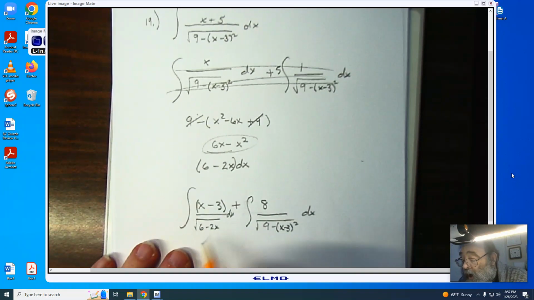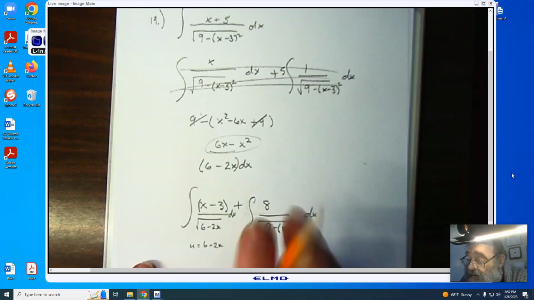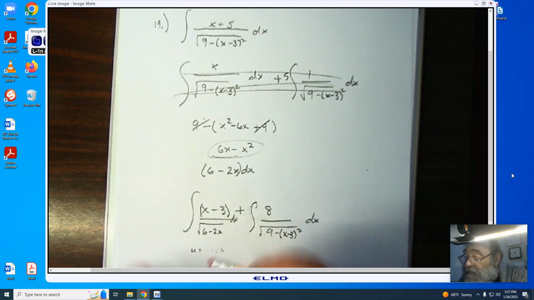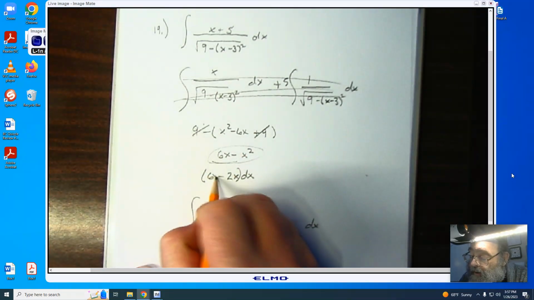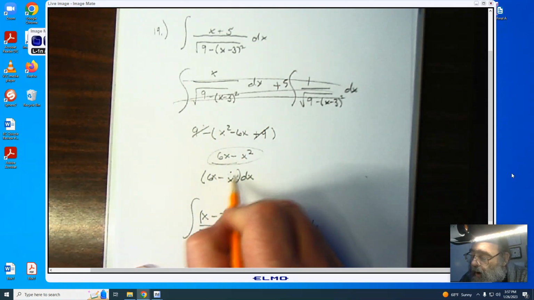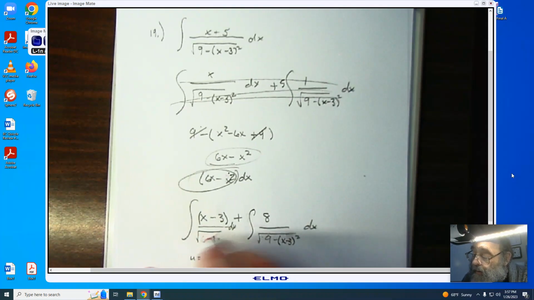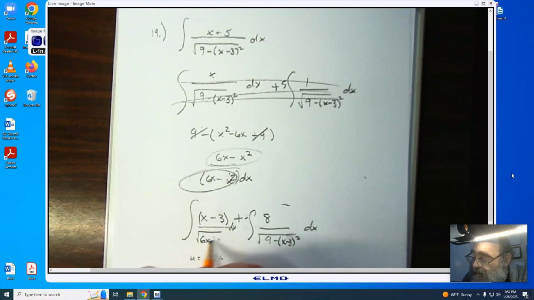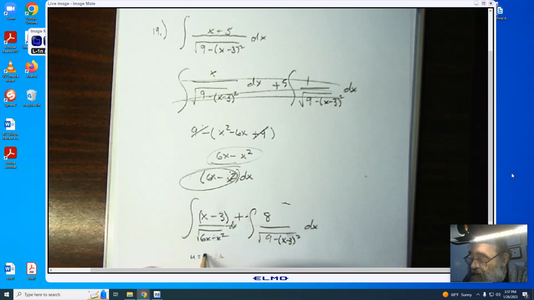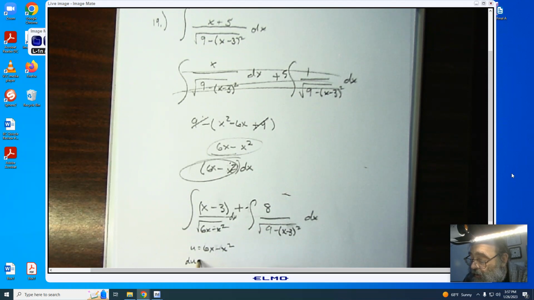Here we go. I'm now going to take u equals 6x, excuse me, let's try that again. It's 6x minus x squared is what I want. So I have u, this was 6x minus x squared. Now it's set up. I'm taking my derivative to find du. I end up with 6 minus 2x dx.